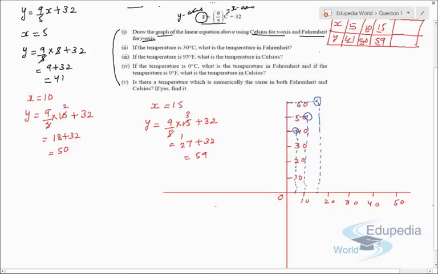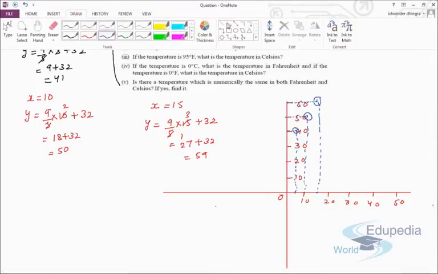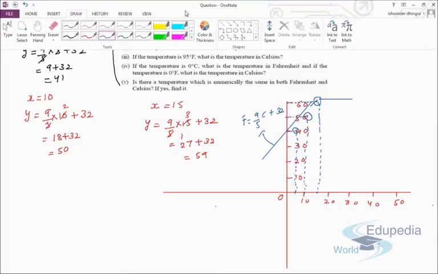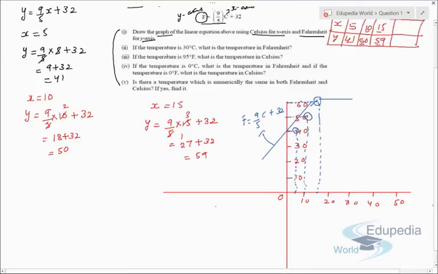Now we draw a straight line joining the points, so it will be like this. So this is our equation of the line. So this is our line, F equals 9 by 5 C plus 32. So this is how we draw the graph. Now the second question says, if the temperature is 30 degrees Celsius, what is the temperature in Fahrenheit?